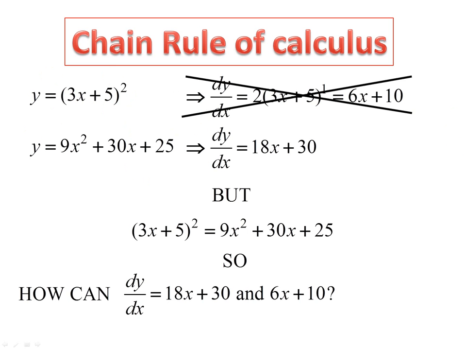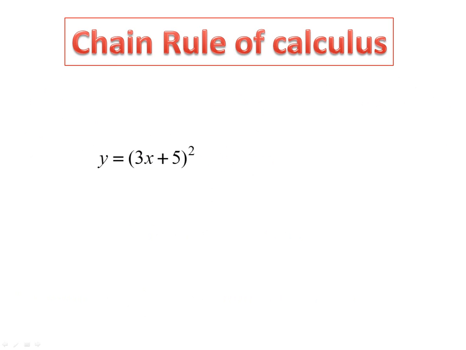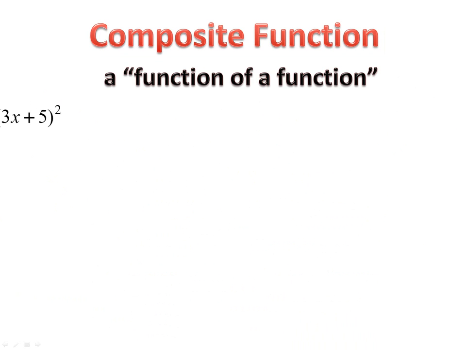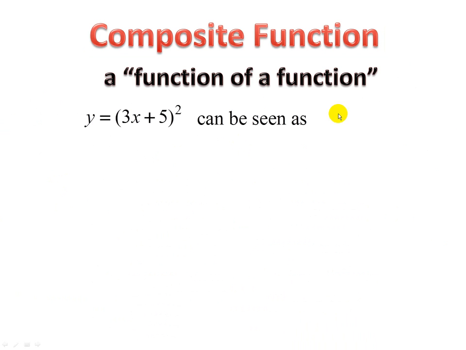And this brings in the chain rule of calculus. Let's first have a look at this and see. This is what's called a composite function. A composite function is when you have a function inside a function, a function of a function. This here can be seen as y equals u squared with u equal to 3x plus 5. So we have y equals u squared and the u is 3x plus 5.